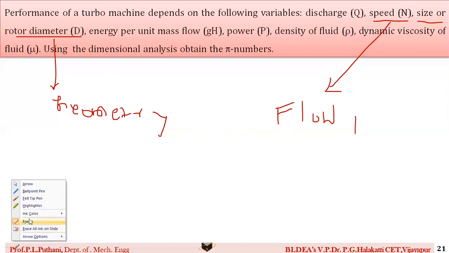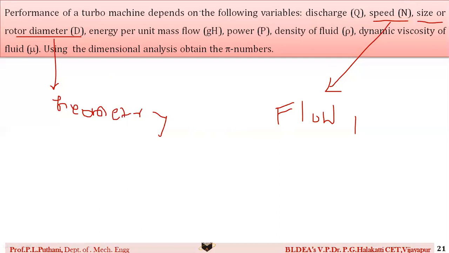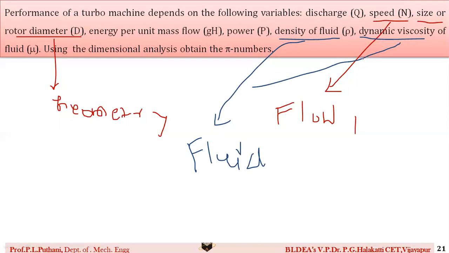Similarly, with respect to fluid property, the properties you can see here are the density and the dynamic viscosity. You can choose either of the two. If you take the dynamic viscosity, it contains all 3 dimensions, mass, length, and time, whereas the density of the fluid contains only 2 dimensions. So the simplification becomes easier. You can take either density or dynamic viscosity and get the solution.